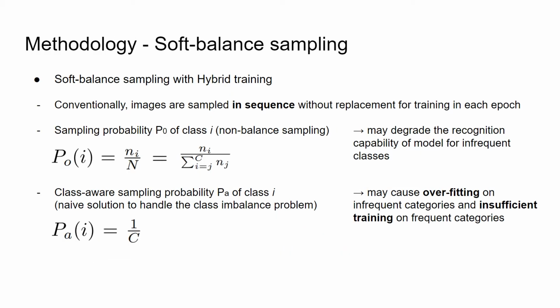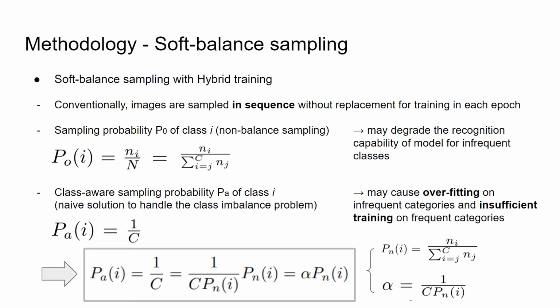For the soft balance sampling, conventionally images are sampled in sequence without replacement for training in each epoch. So in this case, originally, the sampling probability is N_i over N, but this may degrade the recognition capability of the model for infrequent classes. Because of this problem, the class-aware sampling probability P_A was suggested as 1 over C, but this also may cause overfitting on infrequent categories and insufficient training on frequent categories.